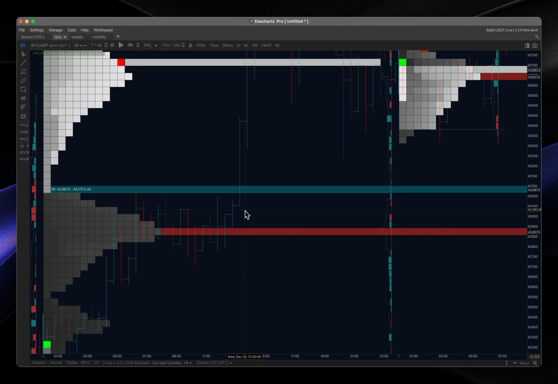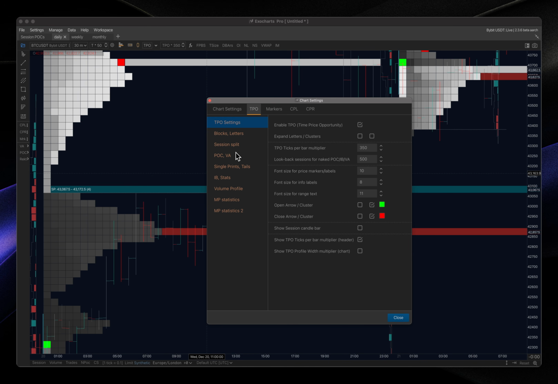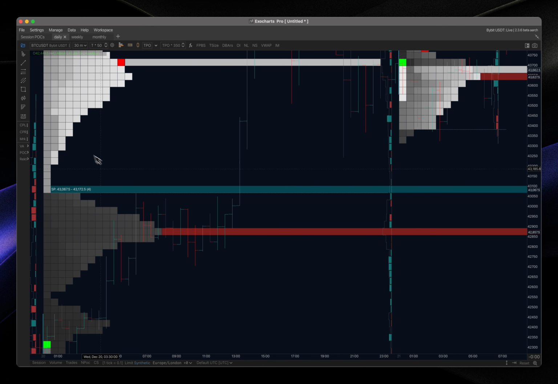And you can see I've only got one rail on the chart. So if we go into settings, chart settings, and then go to TPO, single prints, I've got this to only show the first print range. I specifically added this setting before, and I'll dive into this now, because if I unselect this, you'll see the actual whole single print efficiency. But I like to have this enabled because I like to see it get filled.